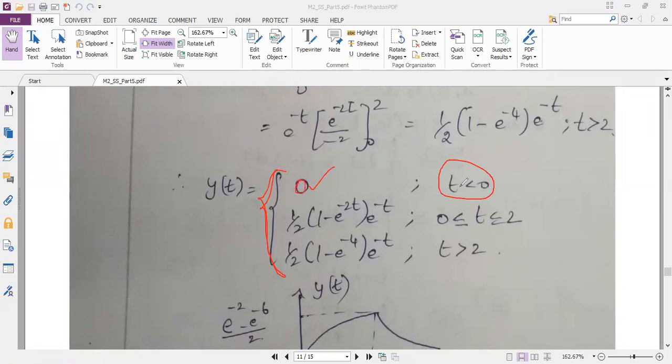So t is less than 0, my output is 0. Then when t is between 0 and 2, I'm getting this output. When t is greater than 2, I'm getting this output. Okay. So suppose if you forget to solve this 0 to 2 integration limits, if you forget this last one, then they terribly reduce the marks. Okay.